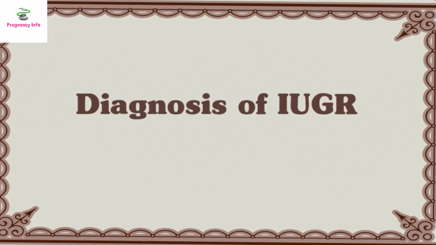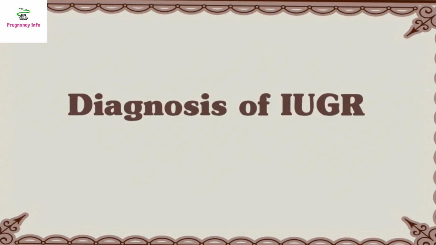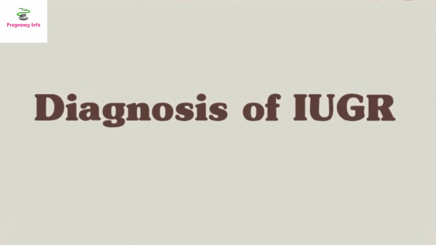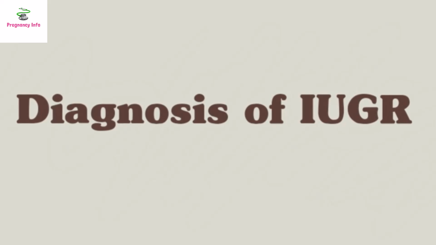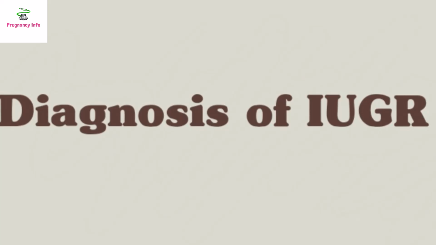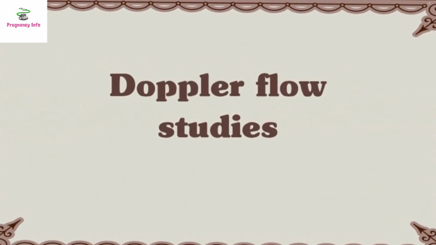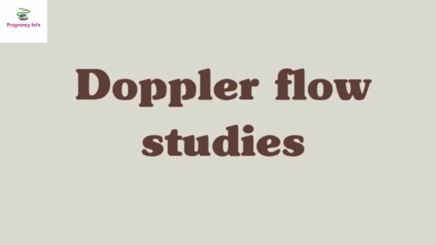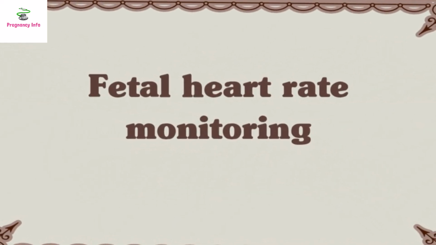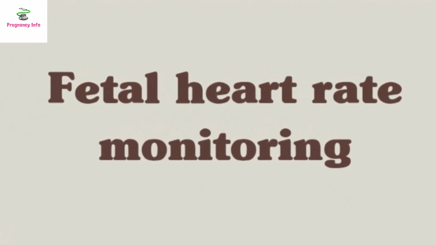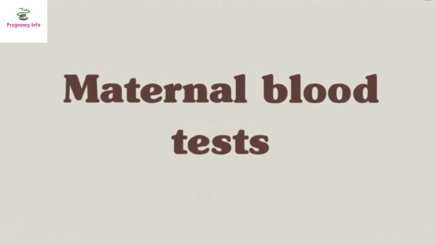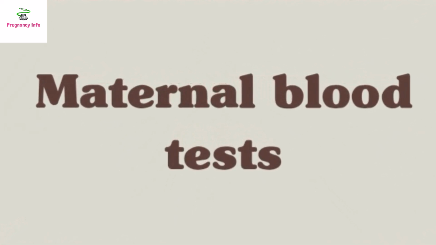Now, what is the way to diagnose IUGR? IUGR is often diagnosed during a routine prenatal ultrasound. The ultrasound measures the size of the fetus, the amniotic fluid levels, and blood flow in the placenta and umbilical cord. Other diagnostic tools include: number 1, Doppler flow studies. These assess blood flow in the umbilical artery. Number 2, fetal heart rate monitoring. This is used to assess the baby's well-being. Maternal blood tests. These check for infections, preeclampsia, or other conditions that may contribute to IUGR.